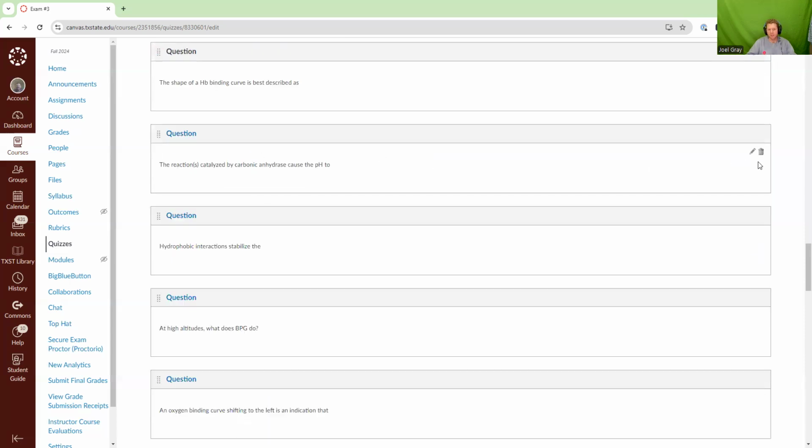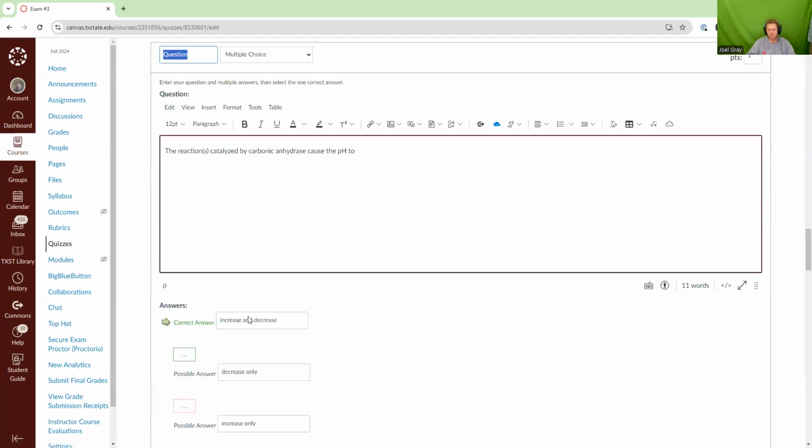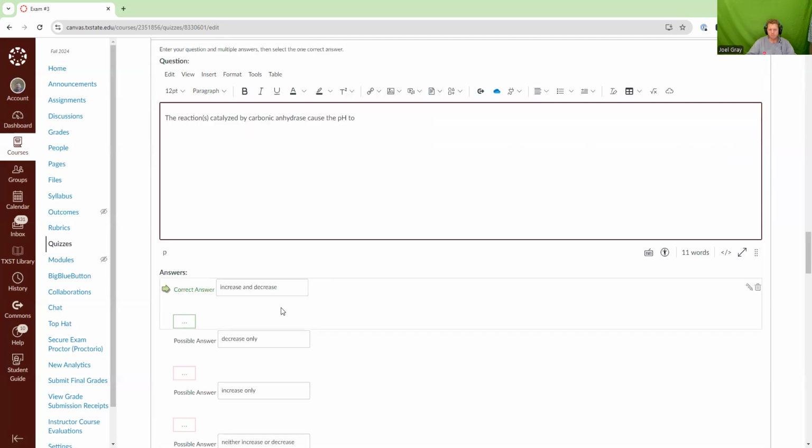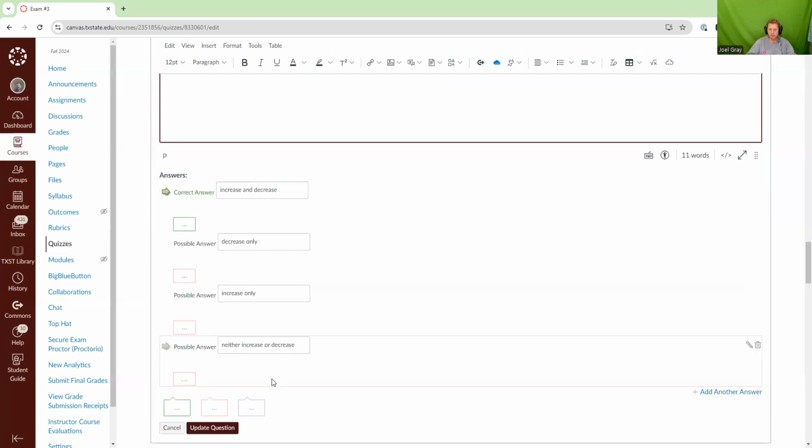The reactions catalyzed by carbonic anhydrase cause the pH to increase and decrease, decrease only, increase only, neither increase nor decrease. The answer is increase and decrease because carbonic anhydrase both makes HCO3, but then it makes CO2 when you're getting close to the expiration. So it does both of these things.